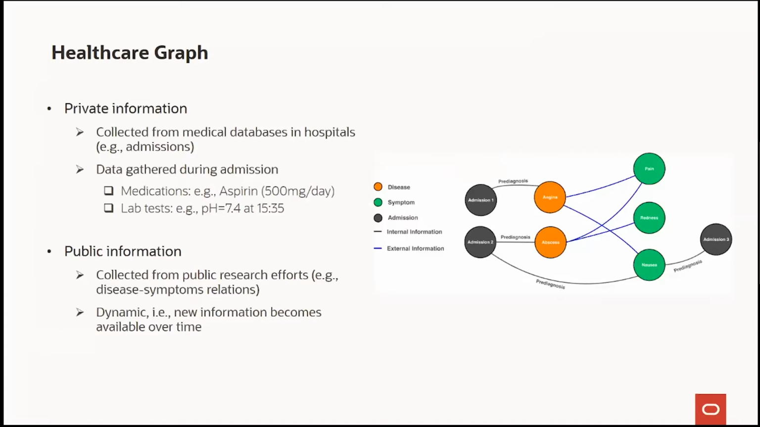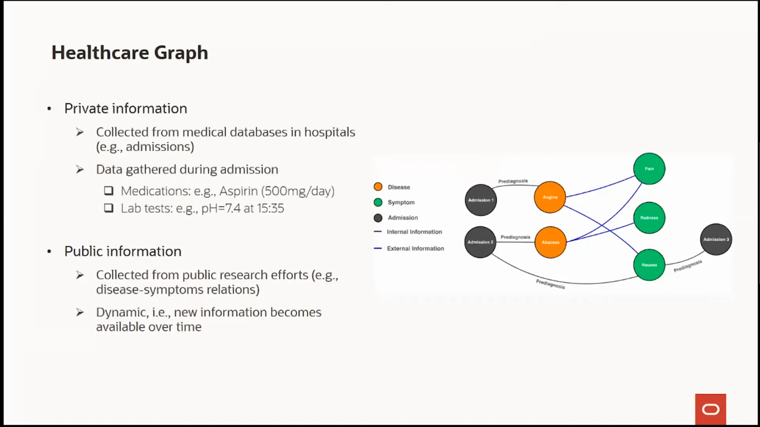Healthcare. The use case here, of course, is that when someone comes in with a particular set of symptoms, you want to try and predict the diagnosis. So you have medications, you have lab tests, you have all of this information. You also have public information, such as the research that connects certain symptoms to certain diseases and so on. All of this information you want to use to make a prediction for a new patient that's coming in. When you model this data as a graph, you get some interesting new information that you can use in your prediction process.